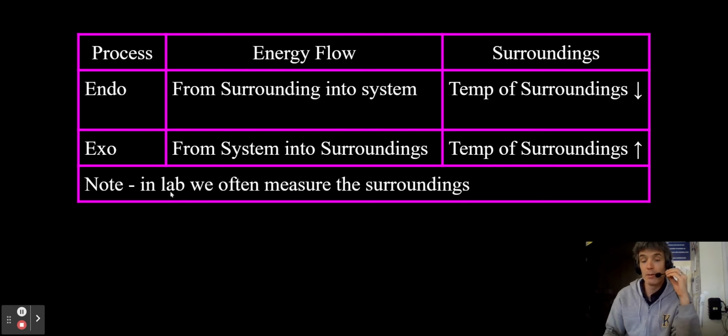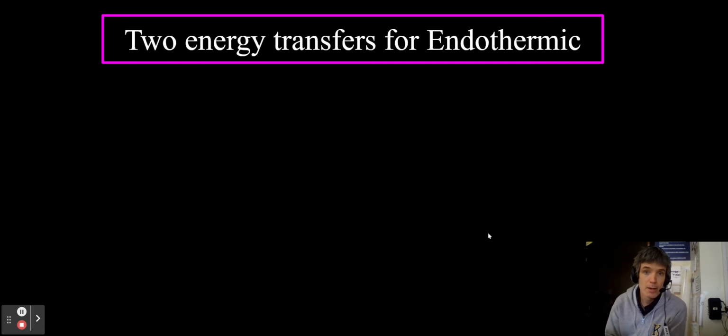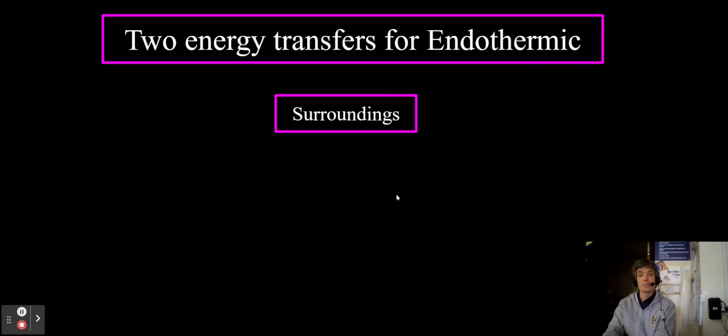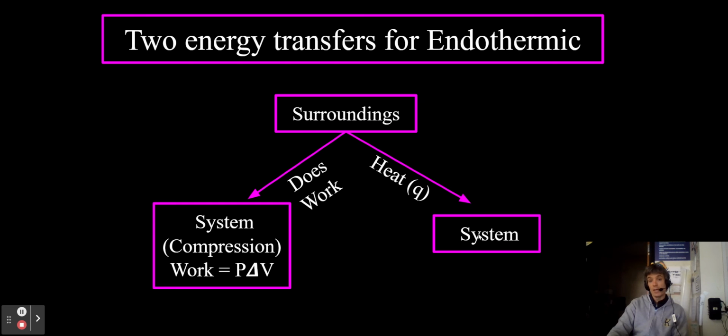And in both of these, and in lab, we're often going to measure our surroundings. And you're kind of measuring it all because the system's there too. And there are two ways that energy can go from my surroundings into my system. Two different types. You can do work on the system, and the surroundings can compress the system, and that's a positive P delta V, pressure change in volume, and it also can heat it up.